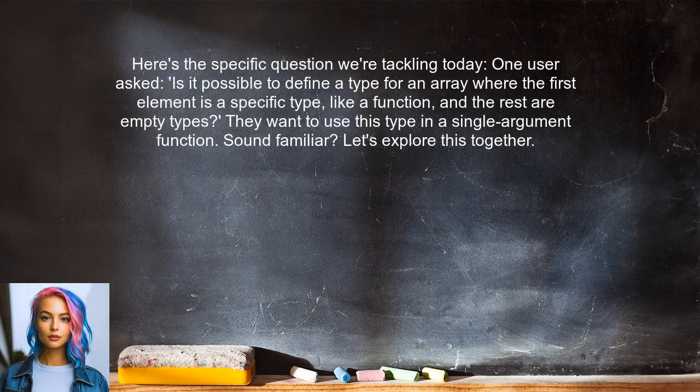Here's the specific question we're tackling today. One user asked, is it possible to define a type for an array where the first element is a specific type, like a function, and the rest are empty types? They want to use this type in a single argument function. Sound familiar? Let's explore this together.